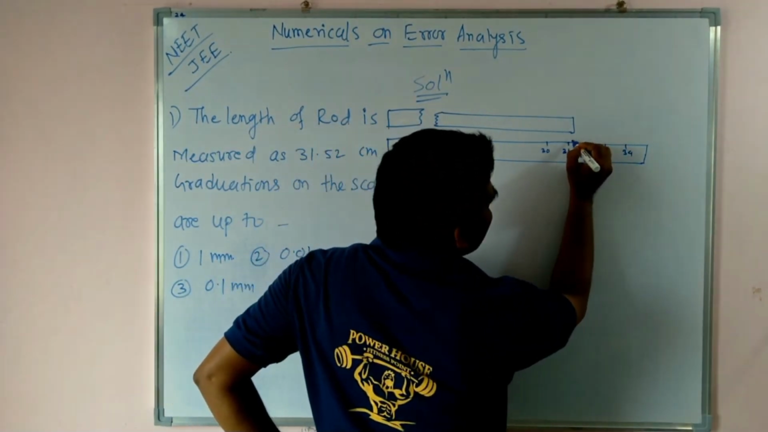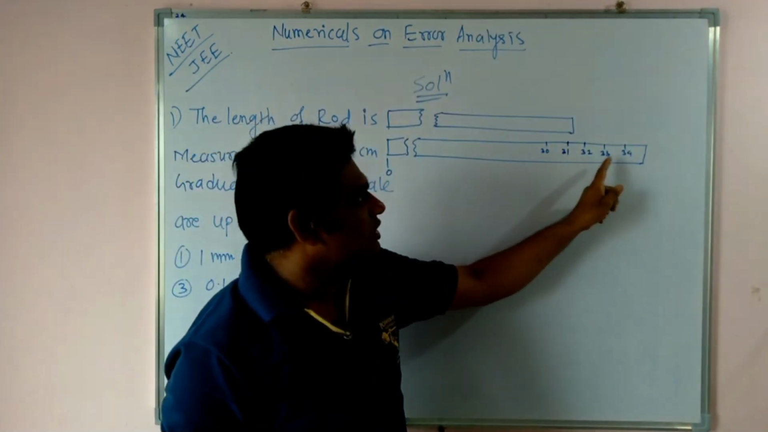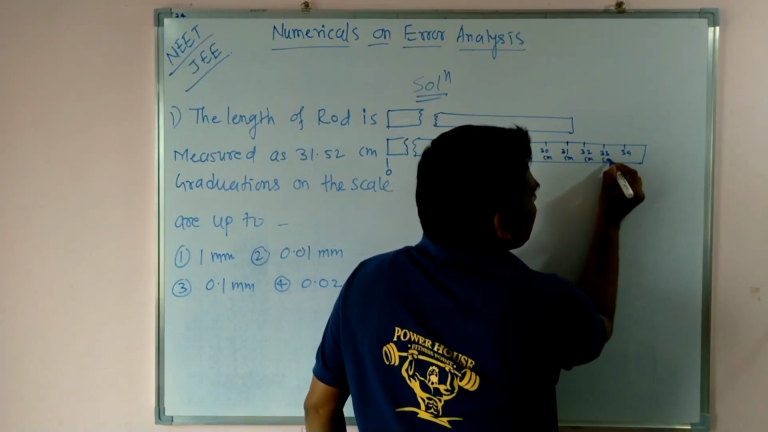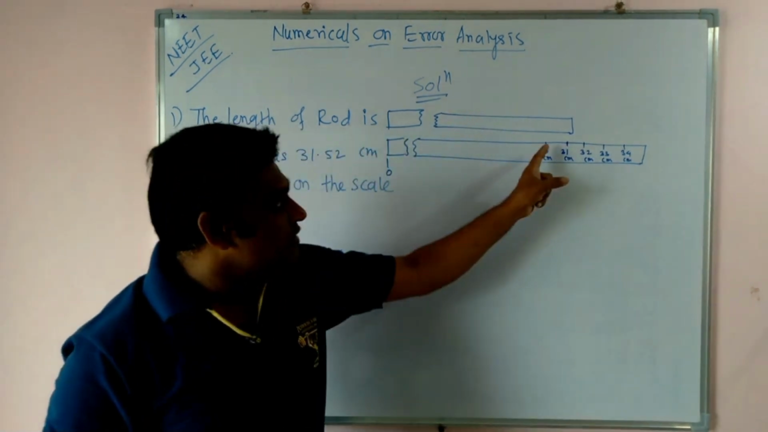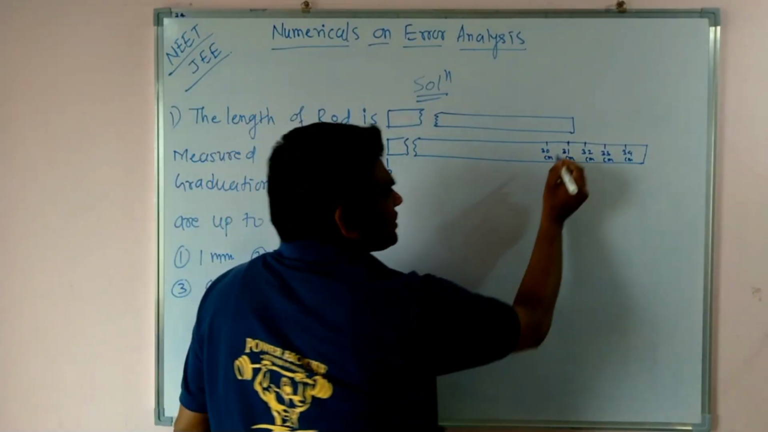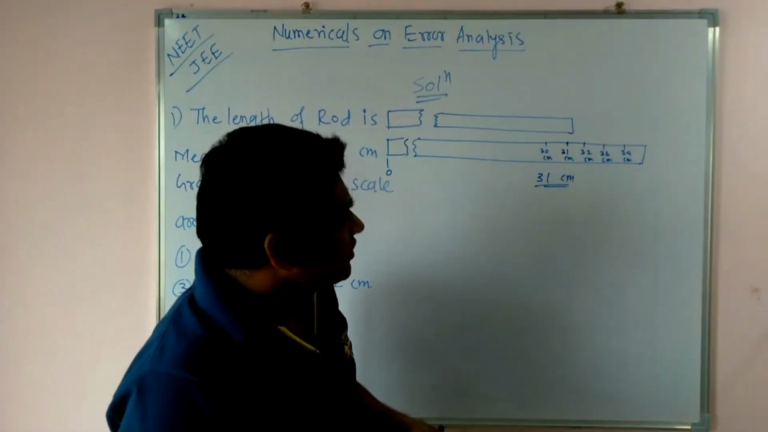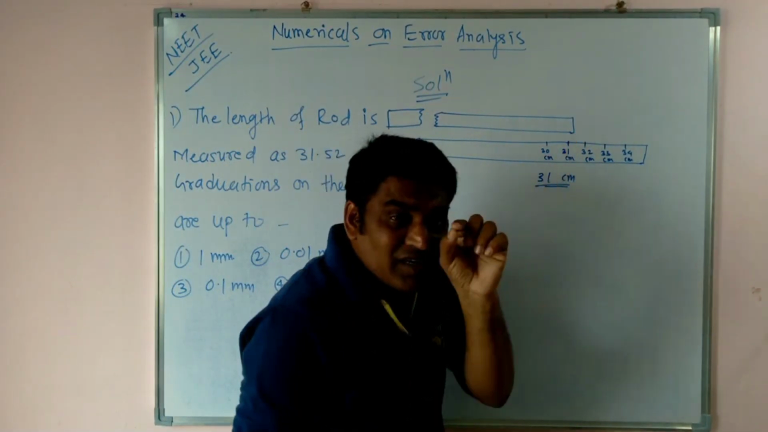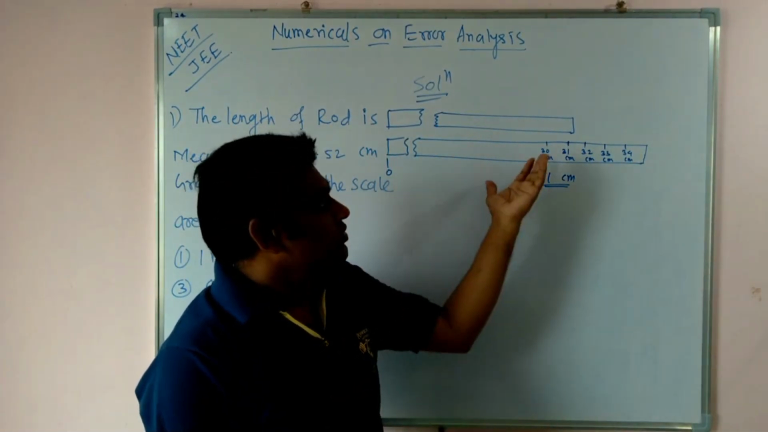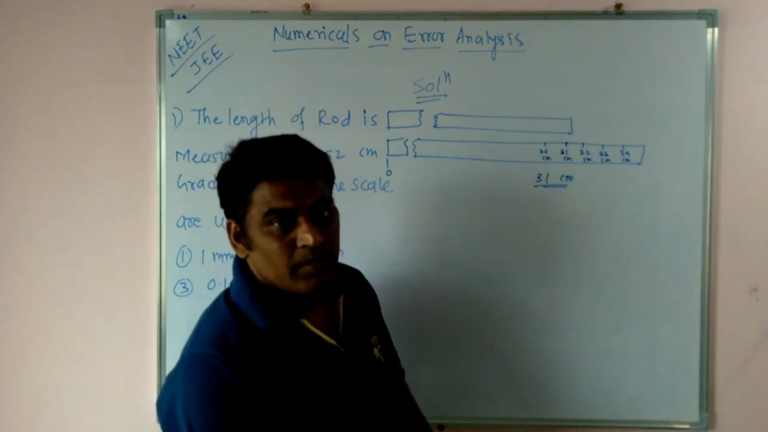Then I can measure, this is 31 and this marking is 32. Graduations are like this: 30, 31, 32, in centimeter. This is a centimeter scale, let us assume. In between there is no marking, so how much can I measure? I can measure 31 centimeter. I can observe that this length is little bit more than 31, but I cannot measure it because there is no graduation on the scale to measure that small length. So I will say it is 31 centimeter.